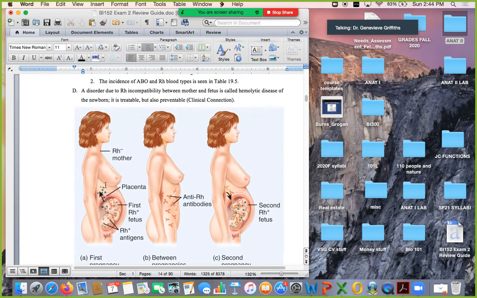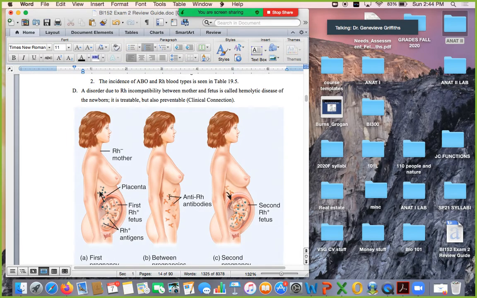So let's start with the first pregnancy. In the first pregnancy, here we have an Rh negative mother, and she is going to have an Rh positive fetus, which creates Rh positive antigens. Those antigens are going to enter into the maternal circulation via the placenta, whereby she's going to create Rh antibodies.